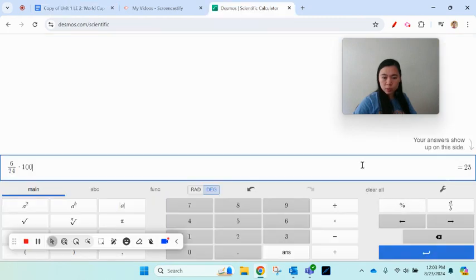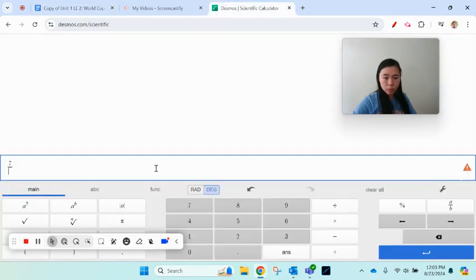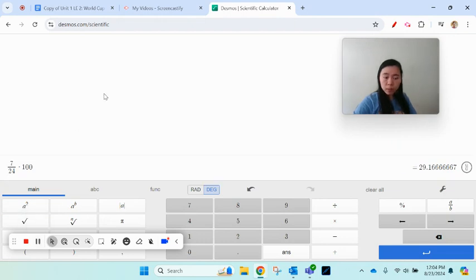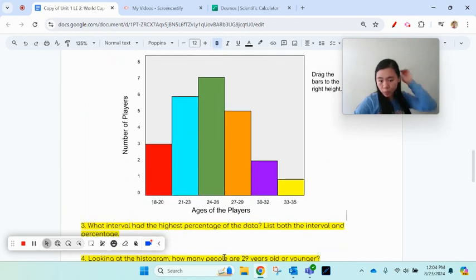So go back to Desmos. All right, clear this out. 7 players out of, there were 24 on the team. Okay, total is 24. Remember, percentage is always out of 100, so we're going to multiply times 100. 29.1%. That's going to round down. So 29% of the team is in that range. Okay, so 29%. The interval with the highest percentage is 24 to 26 years old.